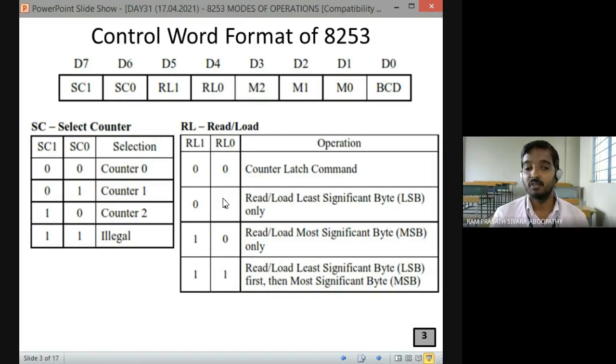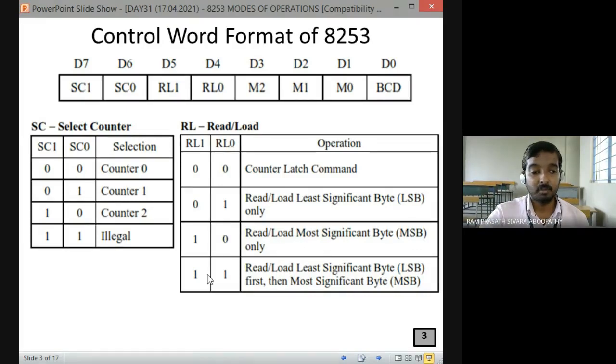Fine. Can you people answer me? If I put 0 1 or 1 0, how many times do I have to read or write? To read the count value, how many times do I have to do it? For the write operation, 0 1 or 1 0 means I am going to write either the higher byte or the lower byte. That means how many times do I have to do it?